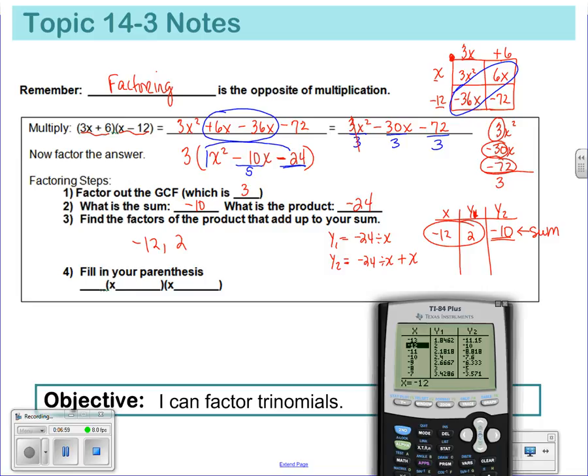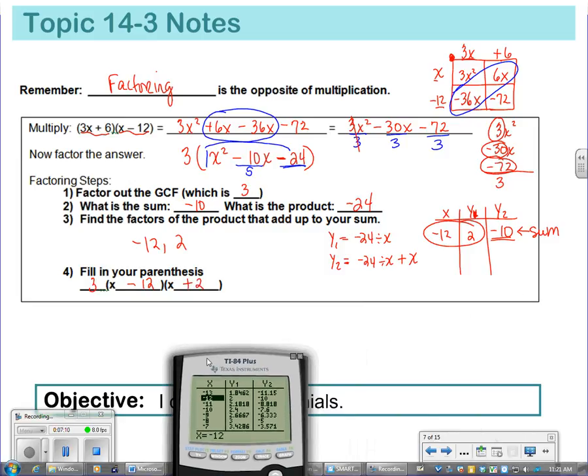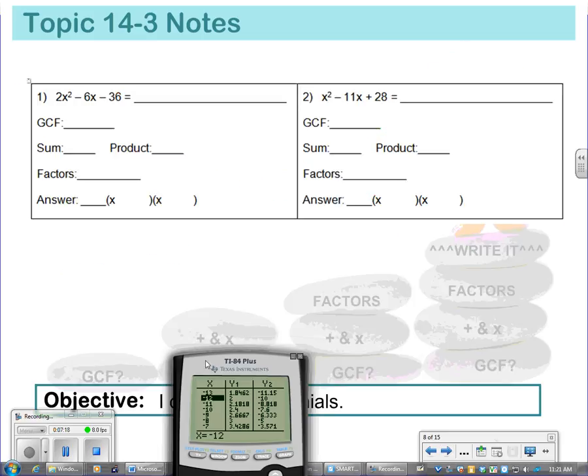Last, in order to write it in factored form, the GCF goes first, and then my factors go inside the parentheses. So minus 12 and then plus 2. And we have now factored. So again, it's the opposite of multiplication. If I multiply all this out, I should end up with the trinomial. Let's do some more problems.